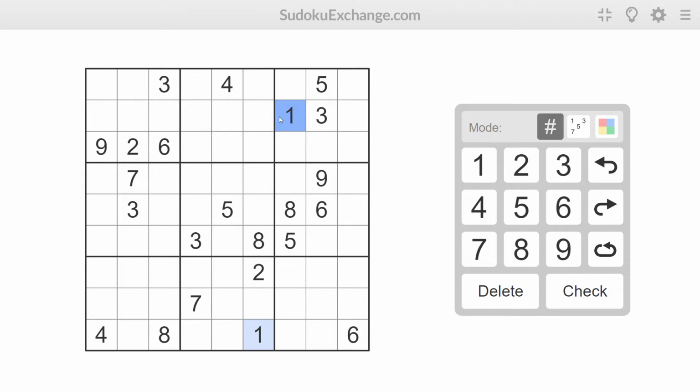So, 1 sees these three cells. So we can put candidate 1 in these two, and because this one sees this cell and this row is taken, this row is taken, we're left with these two spaces to put in a 1 candidate.